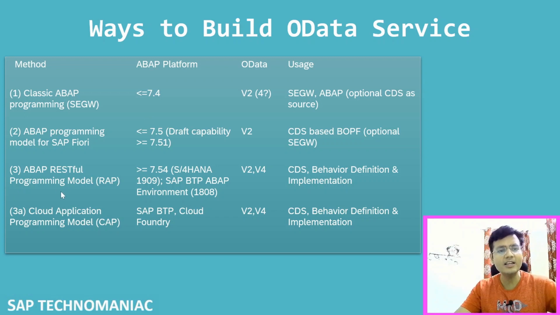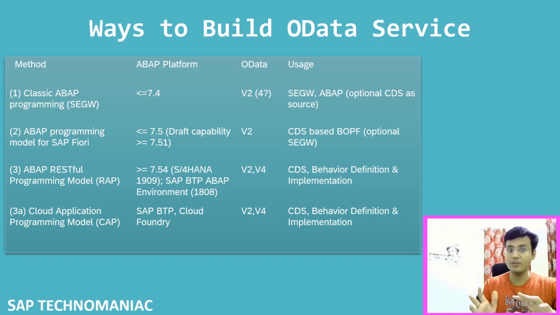Apart from that, there is RAP, the newest and latest technology, RESTful ABAP Programming, which is available on 7.54 and above. If you're working in HANA, you should use it to create your OData service. You have to create your behavior definition and implementation along with the CDS using RAP. If this option is available, you should not go with SCGW, or with CDS with BOPF. You have to use RAP only. That is very advanced technology, and you have to use RAP if your system supports it.